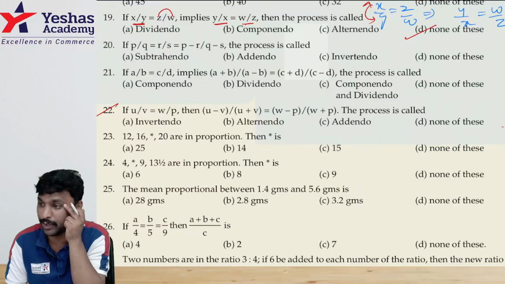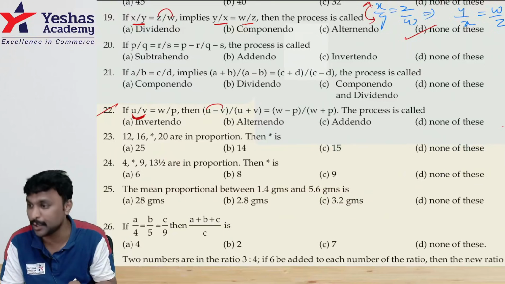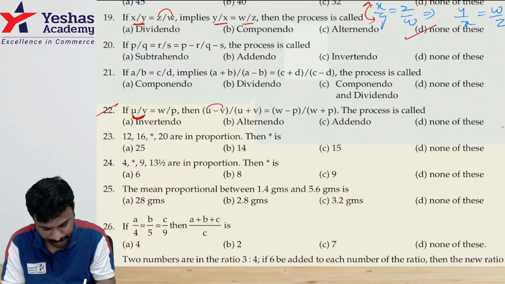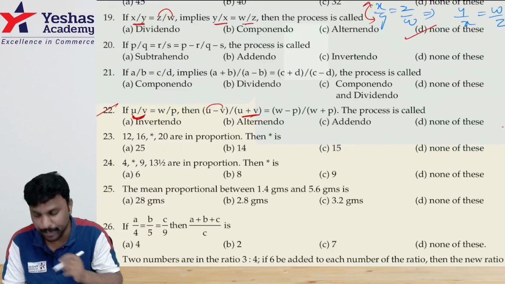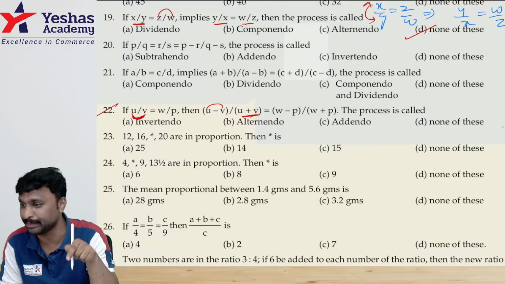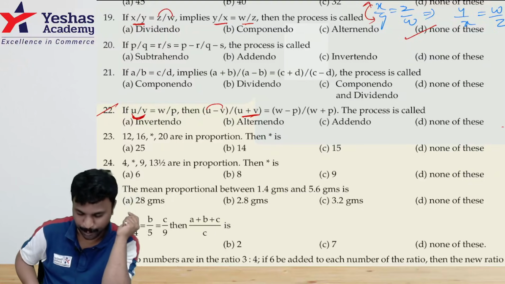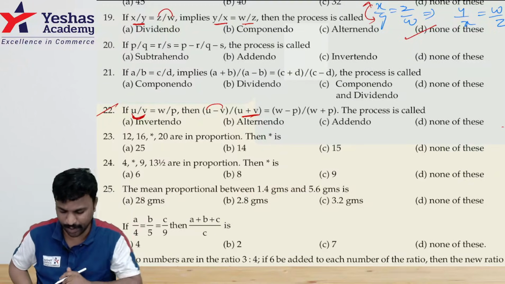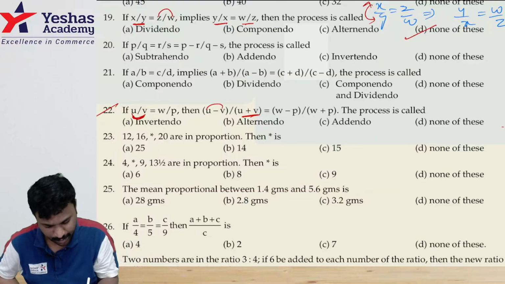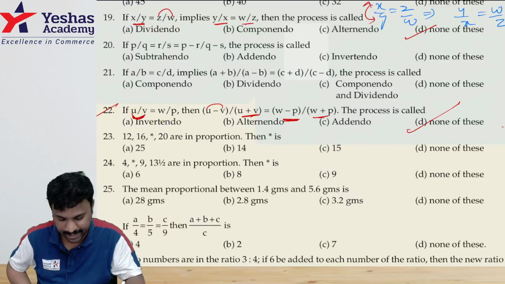U by V is equal to W by P. Guys, what have they said? U minus V, that means the terms of the corresponding ratios have got subtracted, divided by U plus V. That means the numerator is dividendo and the denominator is componendo, isn't it? Here also, numerator is dividendo, denominator is componendo. So it is none of this.